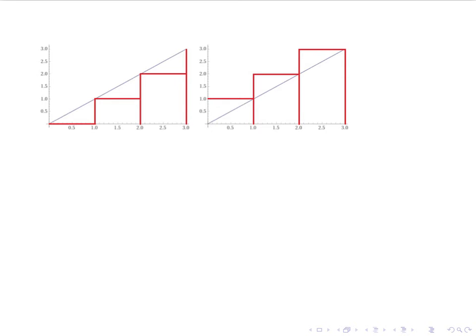So again, here is a picture of our lower Riemann sum and our upper Riemann sum. We're going from 0 to 3, and we're going to make 3 rectangles. So we're going to have from 0 to 1, 1 to 2, and 2 to 3. And for our lower Riemann sum, we've got 0 and 1, so the lower is 0.